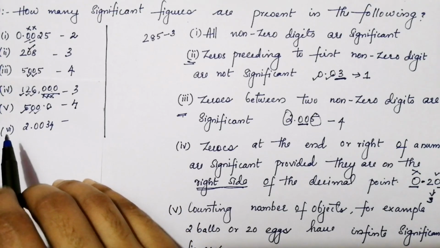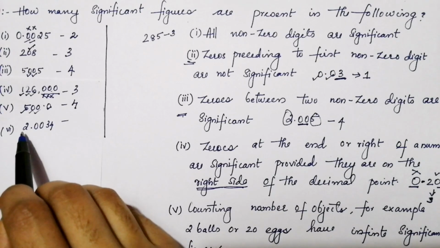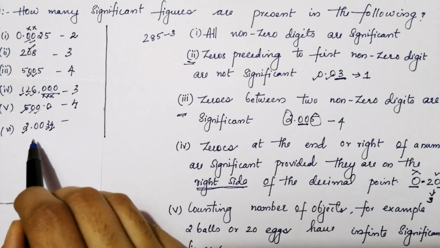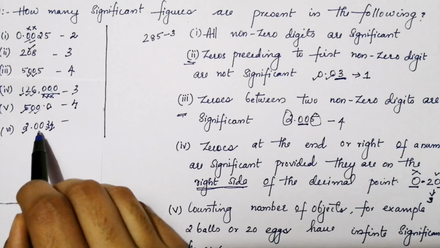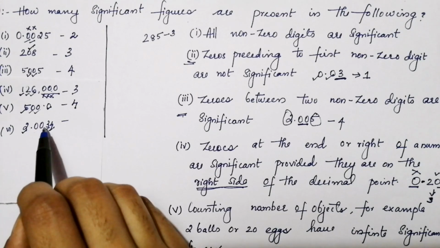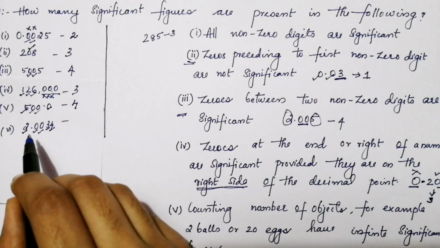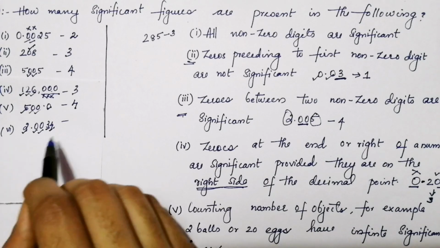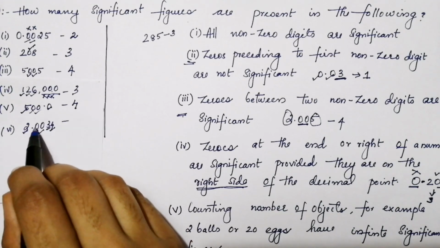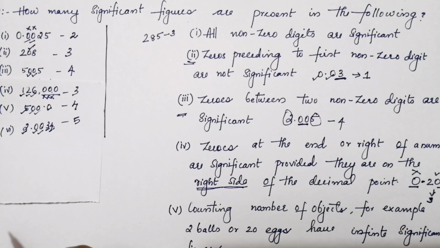Now, in the last question, we have 2.0034. Definitely the 2, 3 and 4 are significant. Now, in the case of these zeros, according to rule number 3, zeros between two non-zero digits, that is 2 and 3, are significant. So this 0 and this 0 can be counted as significant. So here we have a total of 1, 2, 3, 4, 5 significant figures. So this is how we answer these questions. Let's move ahead with the next question.